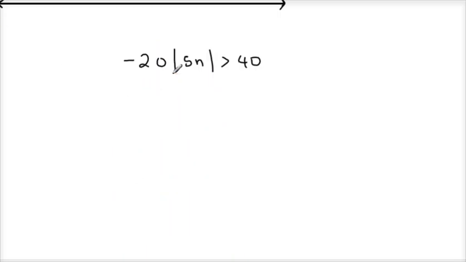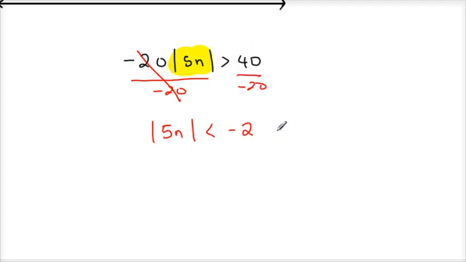Okay, next example. We got negative 20 times the absolute value of 5n is greater than 40. Our first line of attack is isolating this absolute value by getting it by itself. So let's do that. Let's divide by negative 20. Divide this side by negative 20. All right, remember when you divide by a negative, the sign has to flip. So rather than being greater than, it's now going to be less than. And negative 20 goes into 40, negative 2 times. All right, so now we have the absolute value of 5n is less than negative 2.